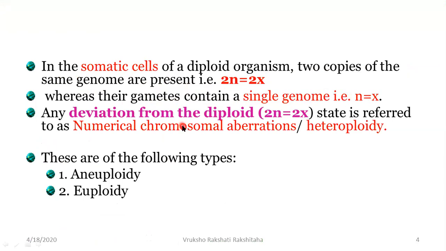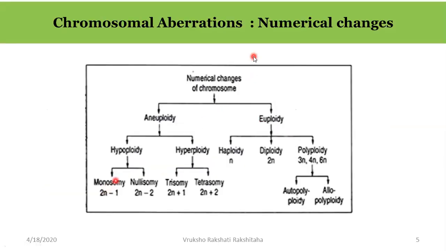So, any deviation from the diploid state, that is the 2n equal to 2x state, is referred to as numerical chromosomal aberrations. It is also called heteroploidy. Now they are of the following types: aneuploidy and euploidy. So let us look into the numerical changes of the chromosomes. This is a chart regarding the numerical changes of chromosomes. It is categorized into two types: aneuploidy and euploidy.